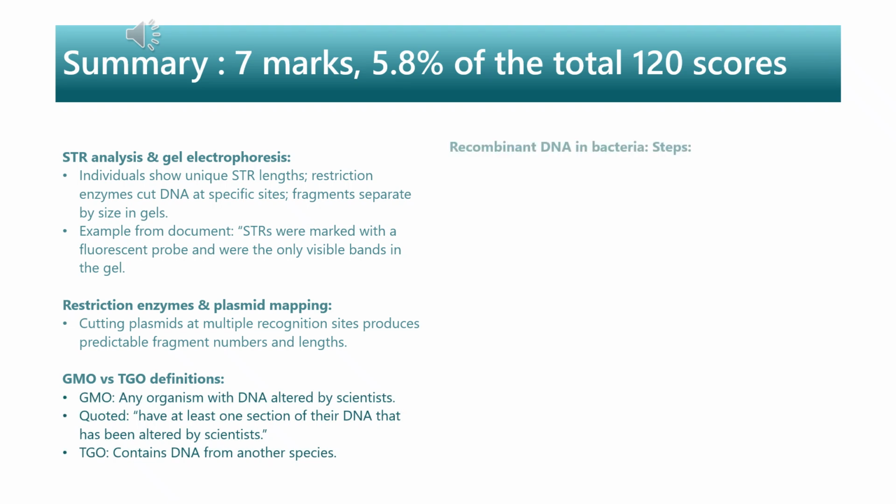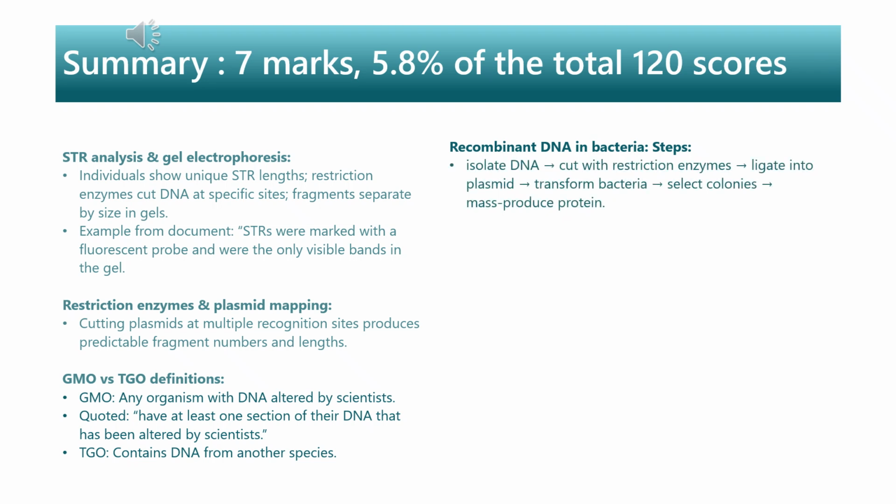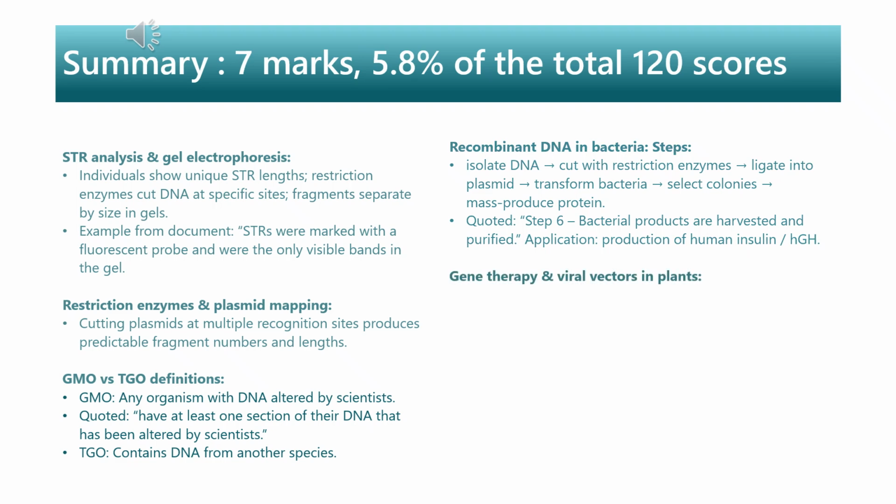Recombinant DNA in bacteria, steps. Isolate DNA, cut with restriction enzymes, ligate into plasmid, transform bacteria, select colonies, mass-produce protein. Quoted, "Step 6, bacterial products are harvested and purified." Application, production of human insulin, HGH.